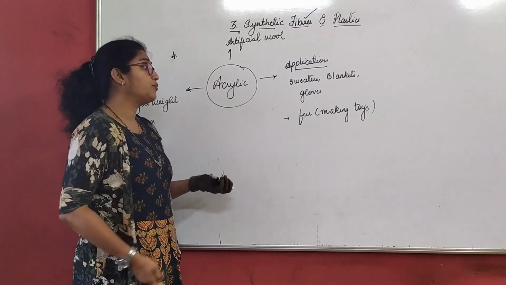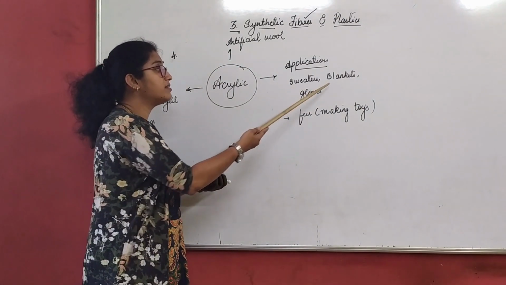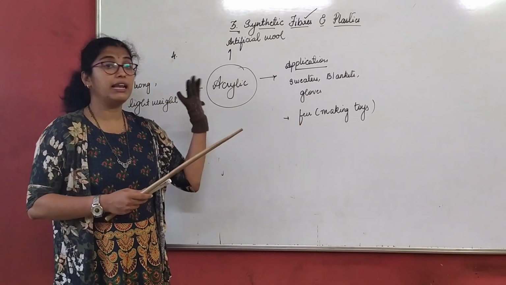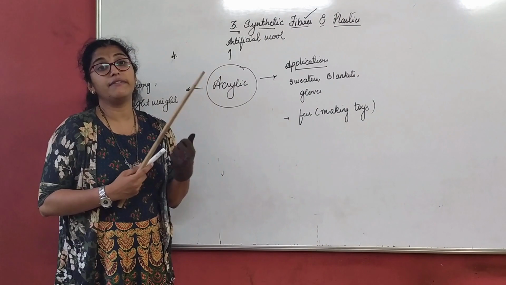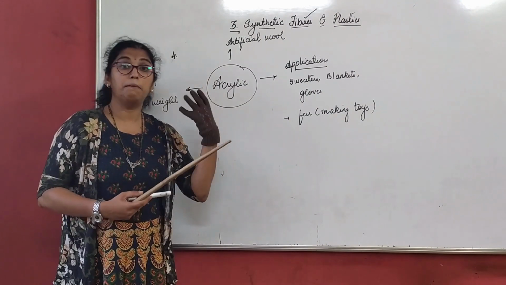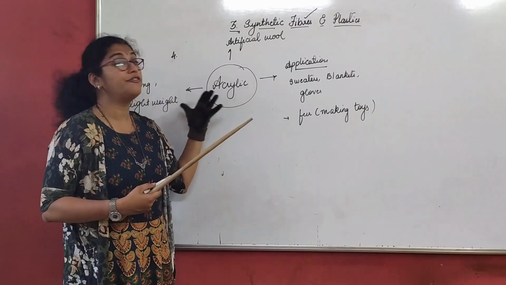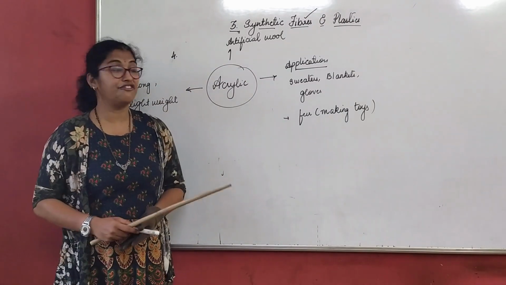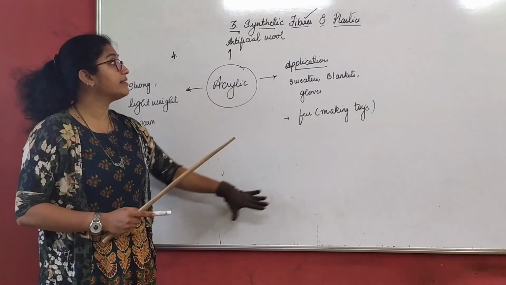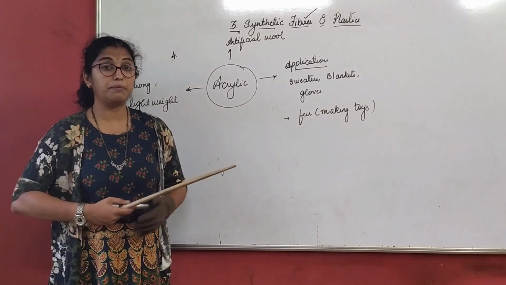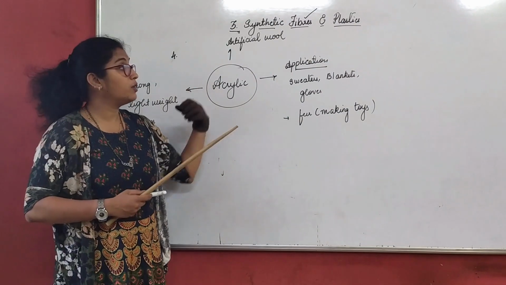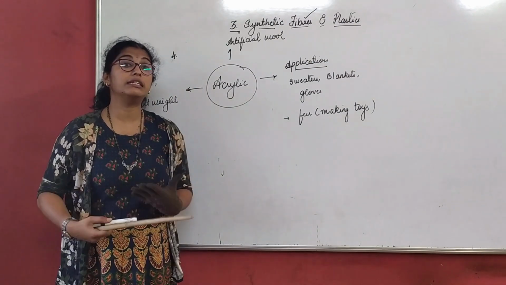Where do we use them? We use it for sweaters, blankets, gloves, and fur for making toys. Now the gloves which I am using here, we think they are made of wool, but actually they are made of acrylic, an artificial wool, a synthetic fiber. Now we complete the different types of synthetic fibers. What are they, how they are prepared, and what their applications are in our day-to-day life.